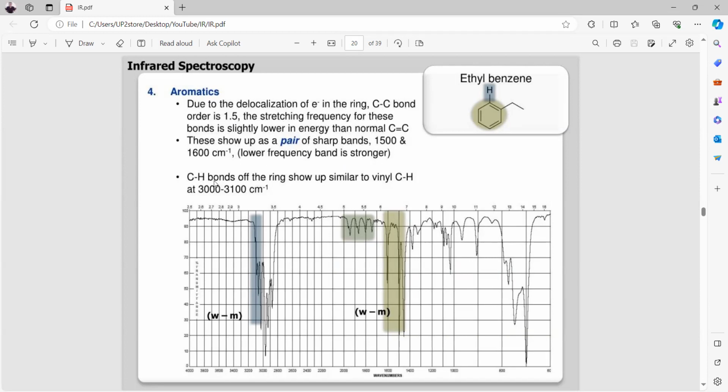The C single bond H bonds of the ring show up similar to vinyl CH at 3,000 to 3,100. So if you focus on the structures, you have two different signals for IR. You have the aromatic CH, C single bond C, and C single bond H. From here, you can identify the C single bond H around 3,000, and you can identify the aromatic CH.